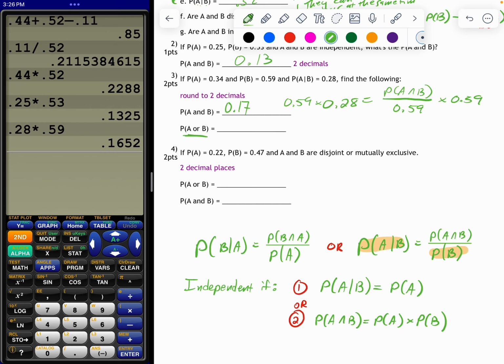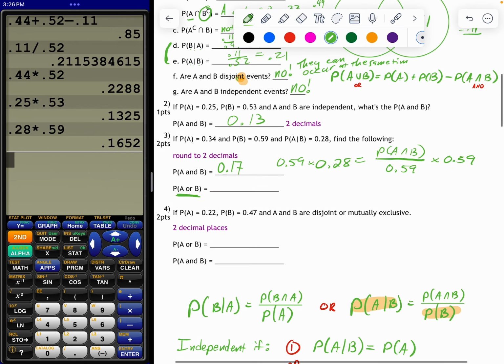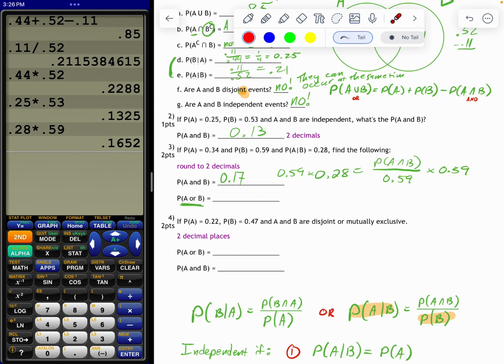Now, moving on, probability of A or B. I'm going to go back right here. It's this formula, right? The A or B formula. What ingredients do I need? I need probability of A, which I have right here. I need the probability of B, which I have right here. And I need the probability of A and B, which I just found right here. So I have everything I need. So it would be 0.34 plus 0.59 minus the answer I just found.